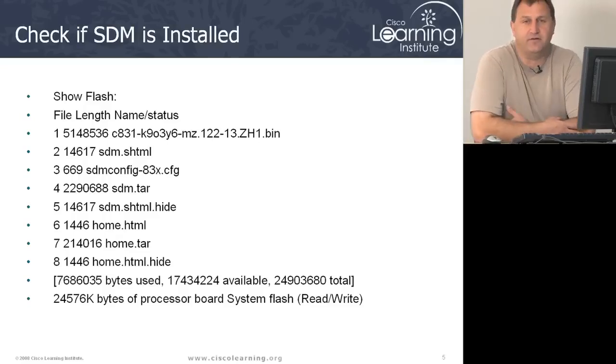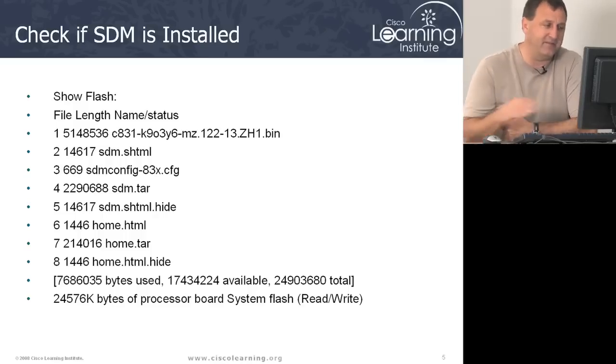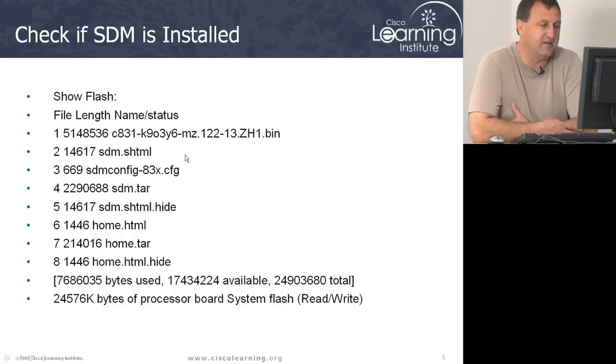All right, you can check if SDM is installed on your system by going to the router and typing in show flash: and you should see the files listed here. So the SDM SHTML file and so on. If you see this file, you pretty much can believe that SDM is installed, and if you want to delete it, you'd basically remove these files.